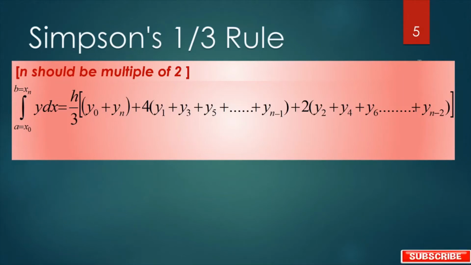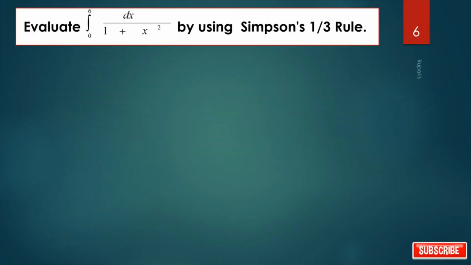In the case of Simpson's one-third rule, n should be a multiple of 2. Now, the formula. Integration a to b of y dx equals h by 3 times [starting value of y, that is y0, plus ending value of y, that is yn, plus 4 into the addition of all odd terms plus 2 into the addition of all even terms]. Take one example, then this will be clear for you.